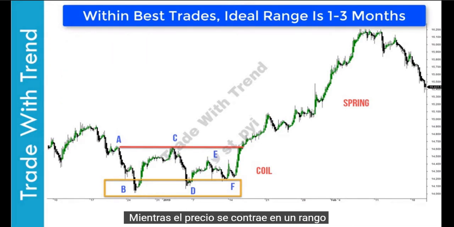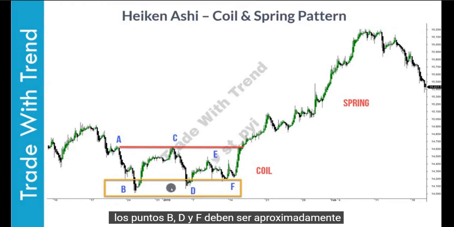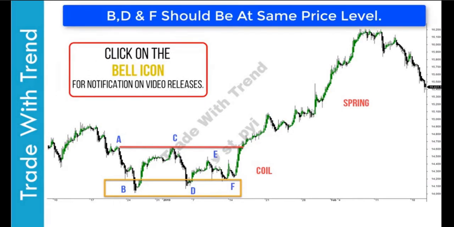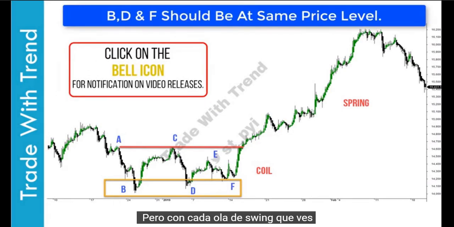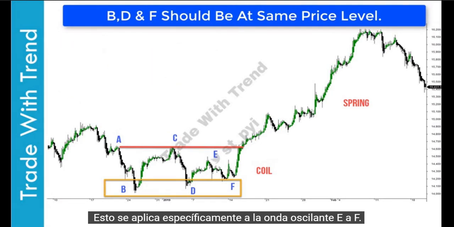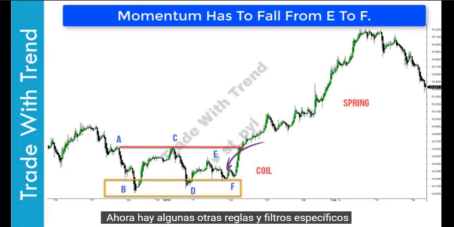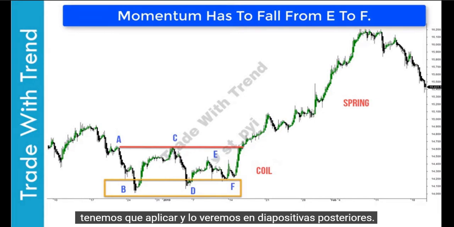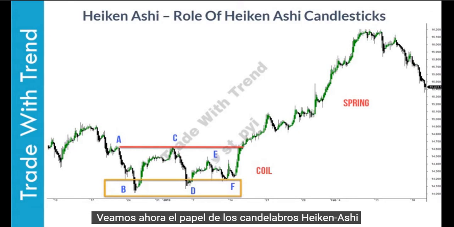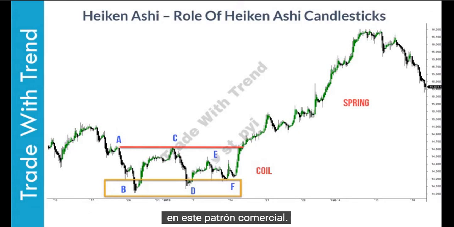While price is contracting in a range, points B, D and F should be approximately at the same level as marked in the chart. But with each swing wave that you see, it is important for momentum to fall. This especially applies to the swing move E to F. Now there are some other specific rules and filters we need to apply, and we will see this in later slides. Let us now look into the role of Heiken candlesticks in this trading pattern.